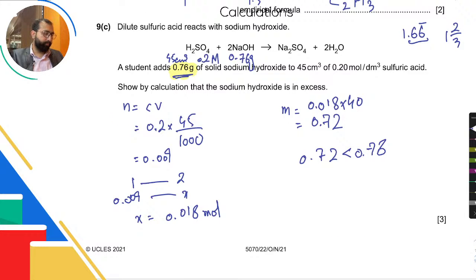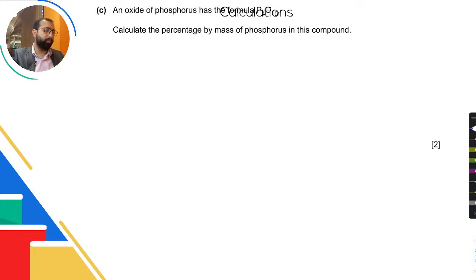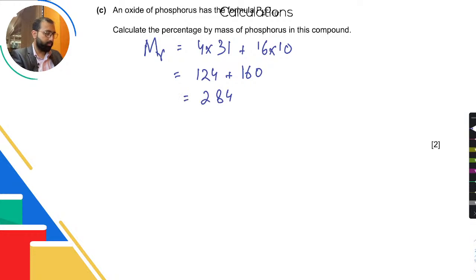Moving on. An oxide of phosphorus has the formula P4O10. Calculate the percentage by mass of phosphorus. It's a really straightforward question. I need to figure out the MR first. So MR of P4O10 is 4 times P, which is 31, plus 16 times 10. So that is 124 plus 160. That is 284. Let me confirm. Yeah, that's 284. So that's my mass of 1 mole.